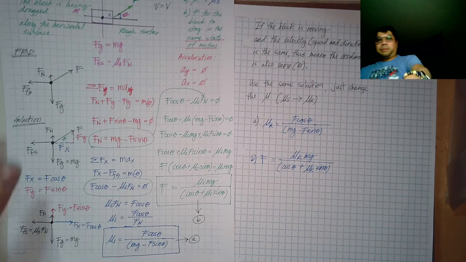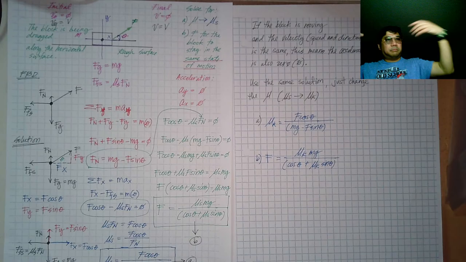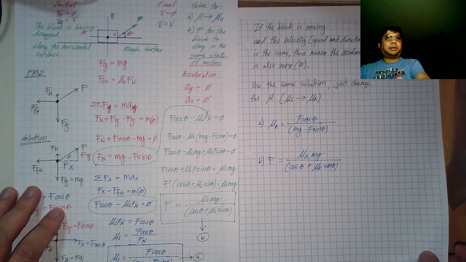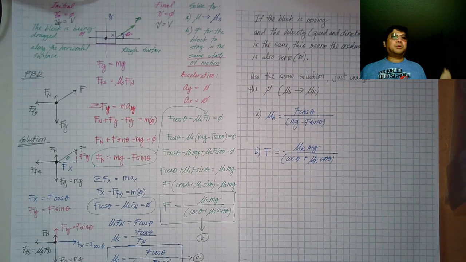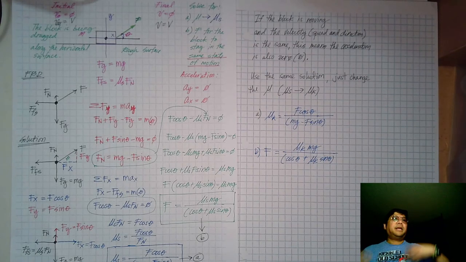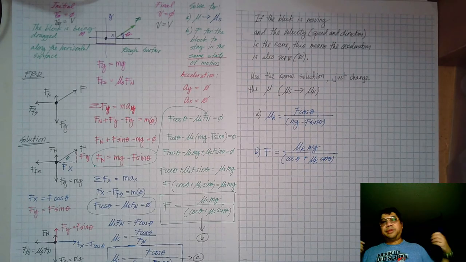So this is basically one solution to two possible questions, as long as there's no change in motion. It means that if it's moving at a certain speed in a certain direction, it keeps moving in the same direction and at the same rate. So in the next video, we will be analyzing what if there is a change in your velocity.